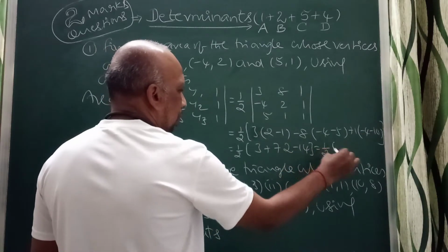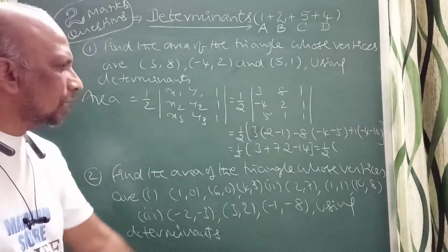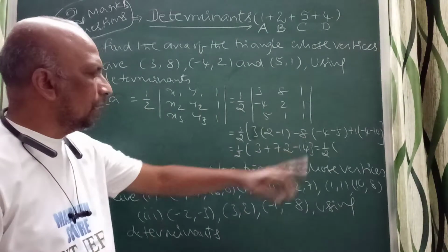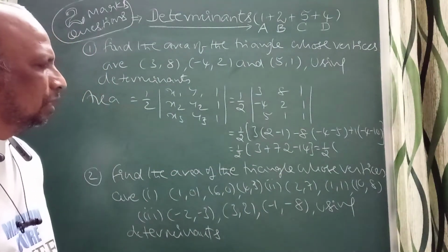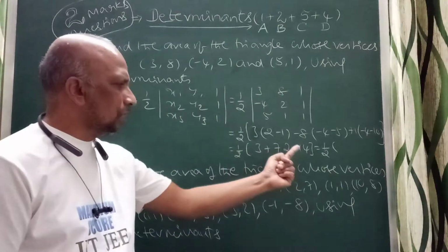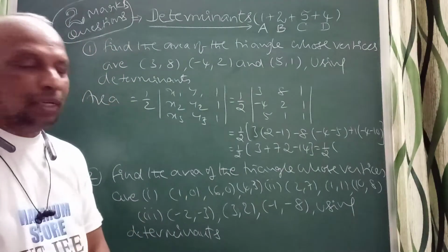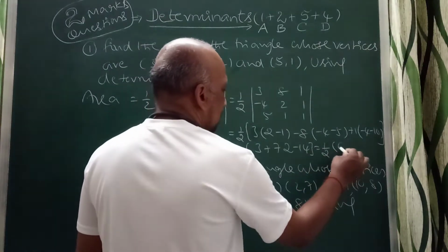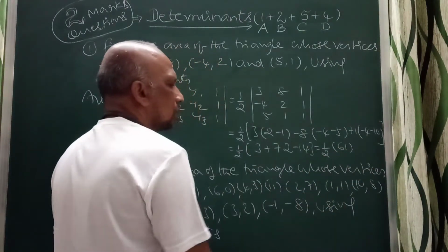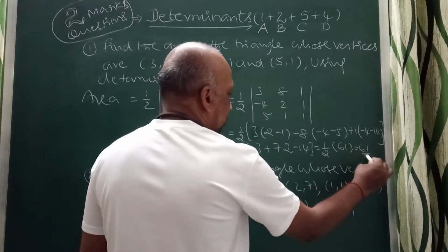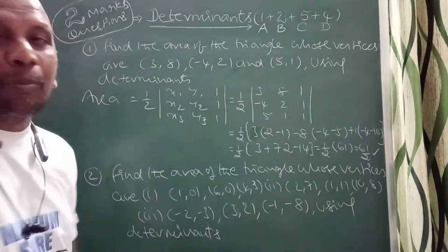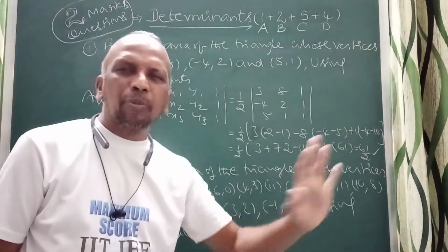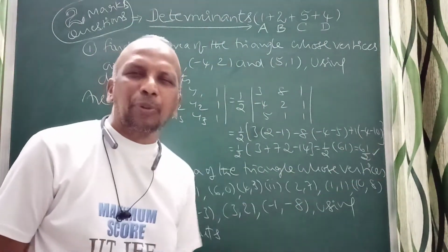You can simplify 1 by 2 into, you can check this one. So this is 75, 75 minus 14, right? So total you'll get 61. 61 by 2. The answer is 61 by 2 square units.